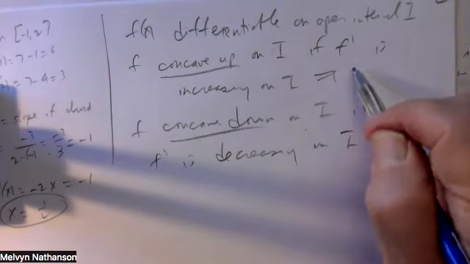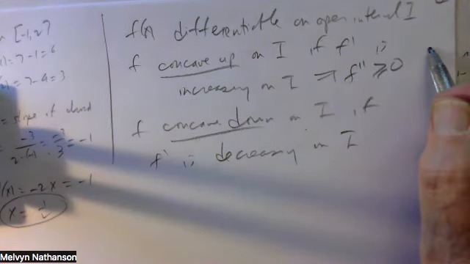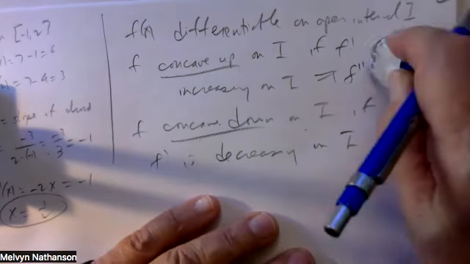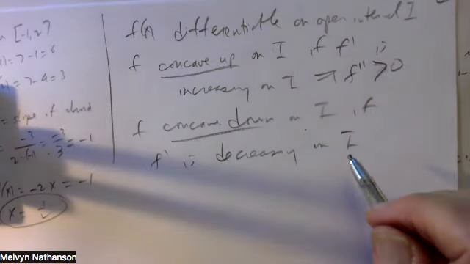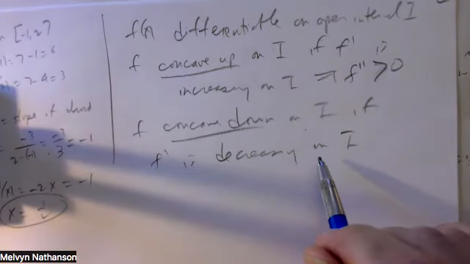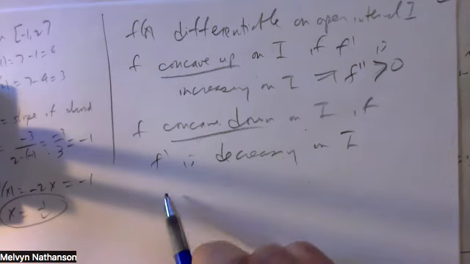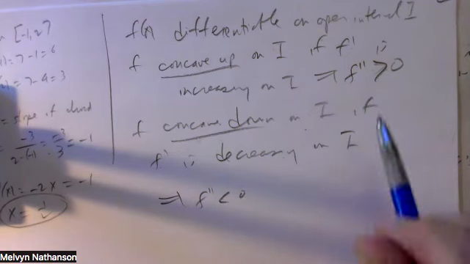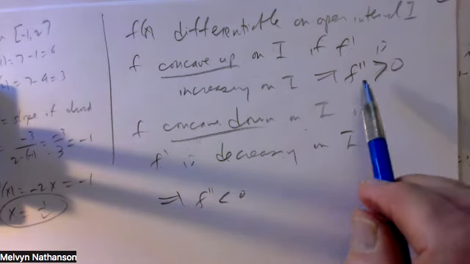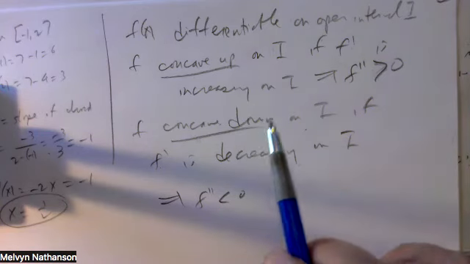So the derivative of the derivative is the second derivative. So if the second derivative is positive, let's just make it strict, the second derivative is greater than 0 on I. And decreasing means the derivative is negative. So where the first derivative is positive, a curve is concave up. Where the first derivative is negative, the curve is concave down.